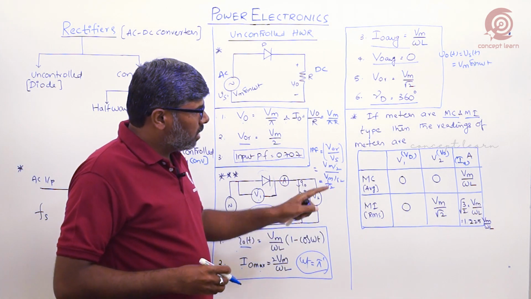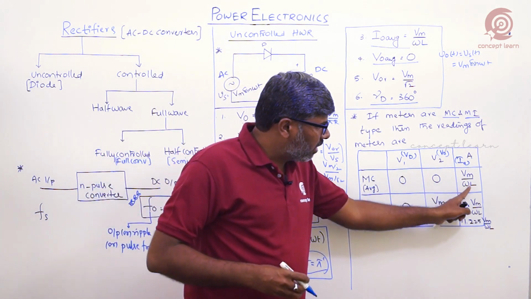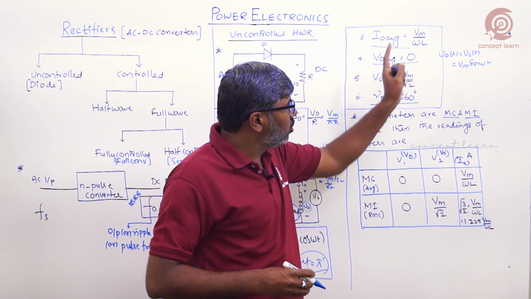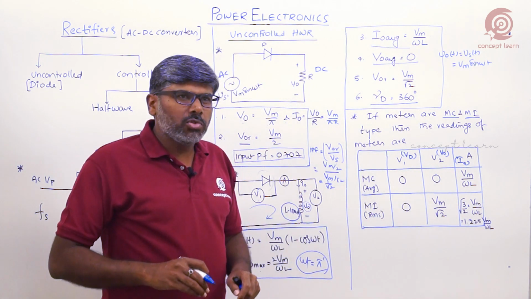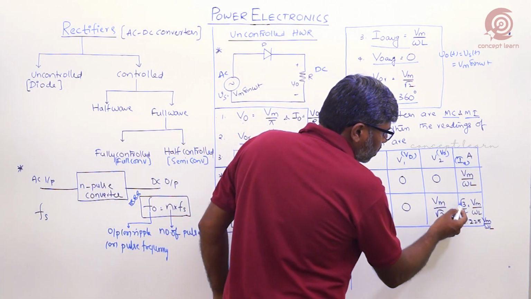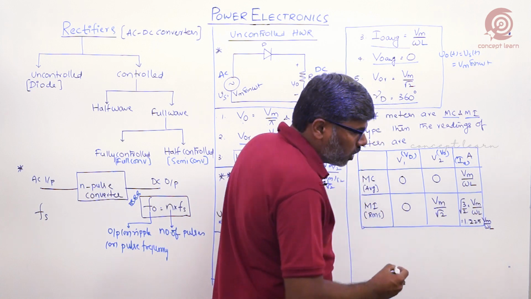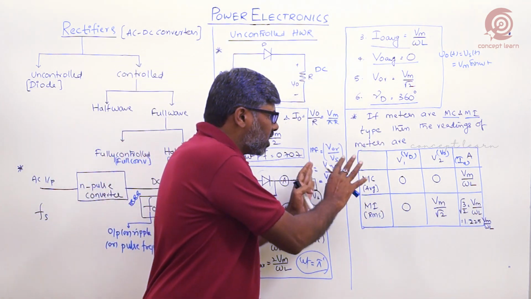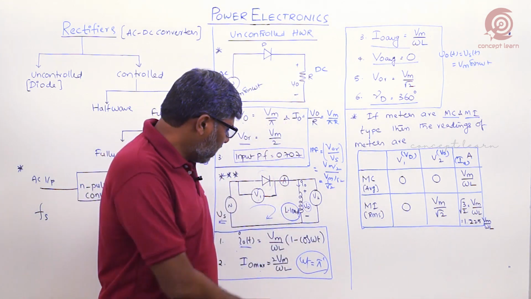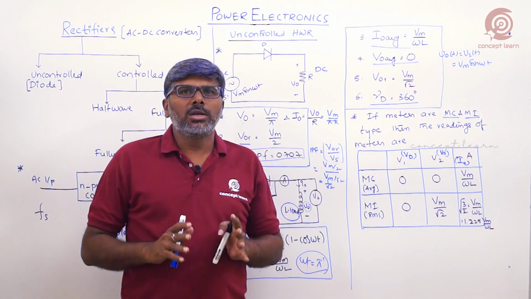Now the ammeter reading: if it is an MC meter, it reads the average value, that is Vm by omega L, already we know that. And if you use an MI meter, it reads the RMS quantity, that is equal to root 3 by 2 into Vm by omega L, or 1.225 into Vm by omega L. So this table is very important in the examination, and this analysis is also very important. This is the uncontrolled rectifier circuit analysis.